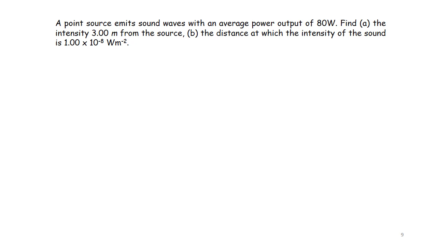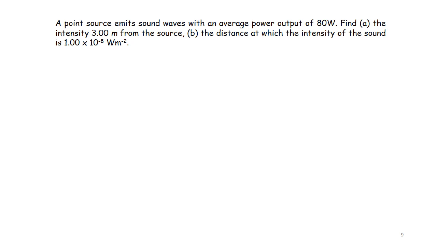A point source emits sound with an average power output of 80 watts. Find the intensity 3 meters from the source, and the distance at which the intensity of the sound is 10 to the minus 8 watt per meter squared. Now, a source emits a particular wave, a sound wave, and the average power at the source is 80 watts. That's average power.